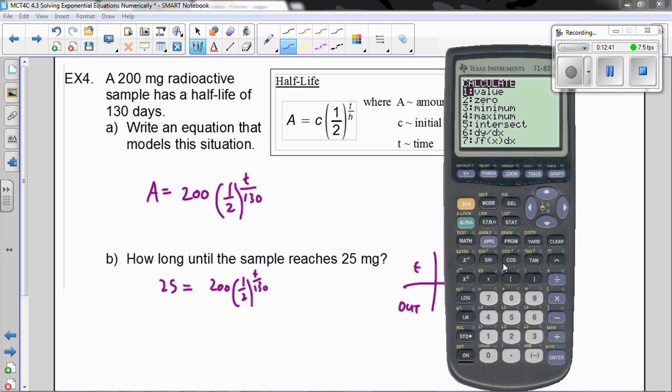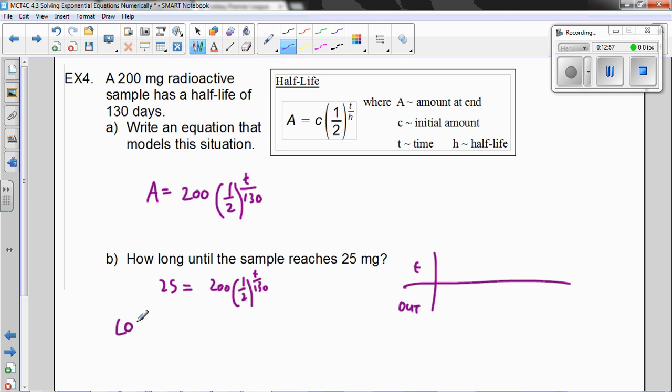But you know what? I'm not going to do it that way that I just showed you, because I'm going to be smart about this. I can see 25, if I just started cutting 200 in half and in half and in half, I'm going to get to 25. So I could think about this logically. Logically, after 0 days, it's going to be 200. After 130 days, it's going to be 100. After another 130 days, it's going to be half of that. And after another 130 days, it's going to be half of that. I bet you it's 390.